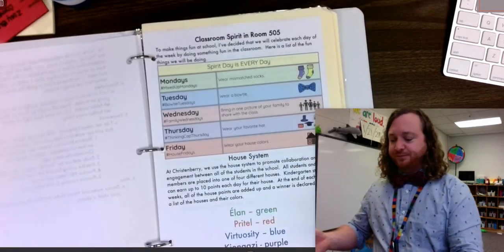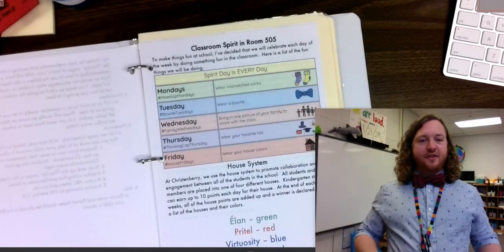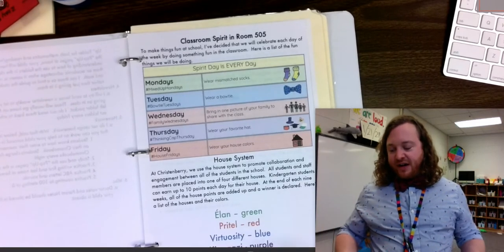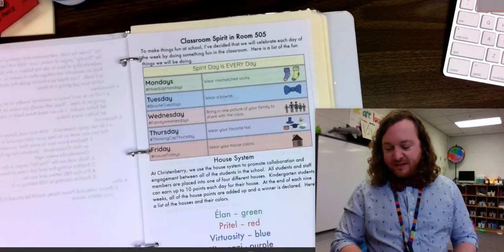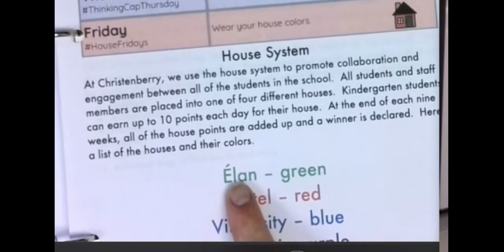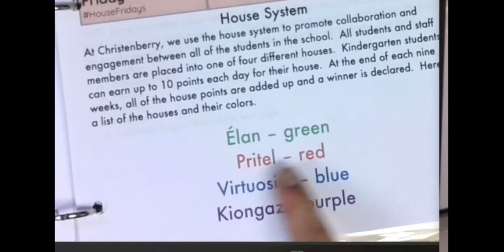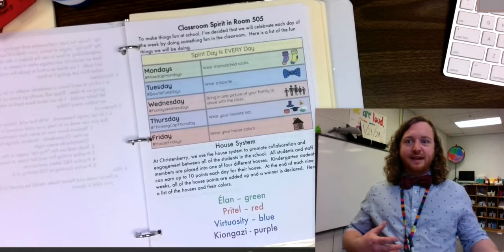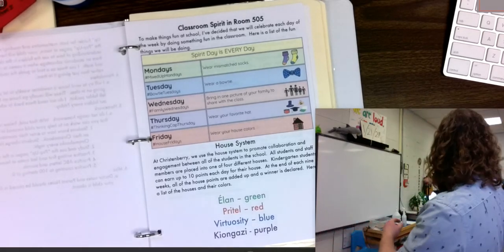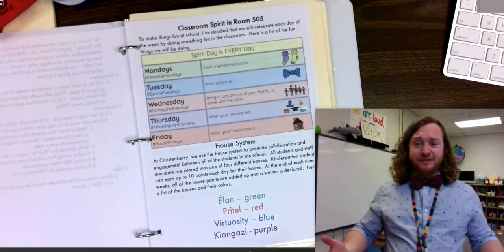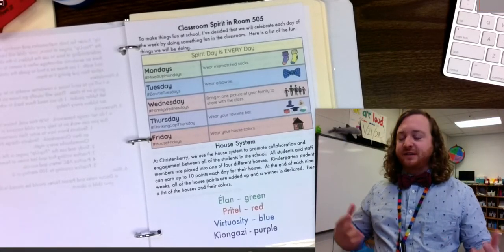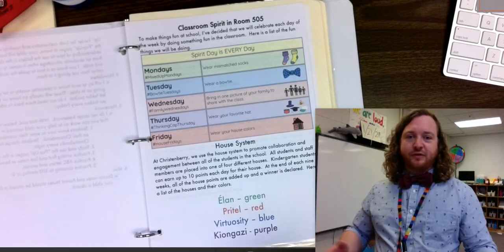Remember that the doctor's notes need to be turned in for any days you want a doctor's excuse. Classroom spirit, I've already kind of gone over that. We've got our classroom spirit days every day of the week, and the house system. Here at Christenberry, we use the house system to promote collaboration and engagement between all the students in school. So House Elan is green, House Pratel is red, Virtuosity is blue, and Kiangazi is purple. And pretty much what happens is every child, you can kind of see it behind me, you see that big spinning wheel? Well, when your child first got to school, we spun the wheel, and whatever color it landed on, that's what house they're in. It's totally random, okay? That way we're just randomizing all the students, and that student is picked for their house that way.